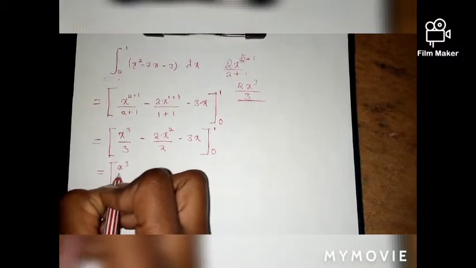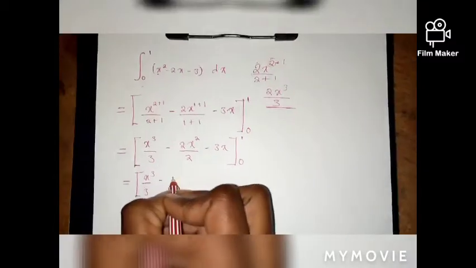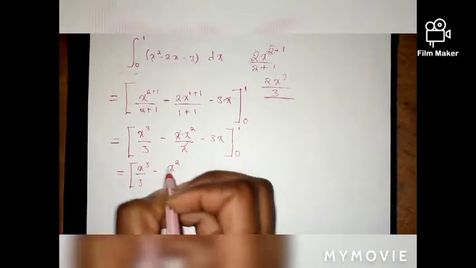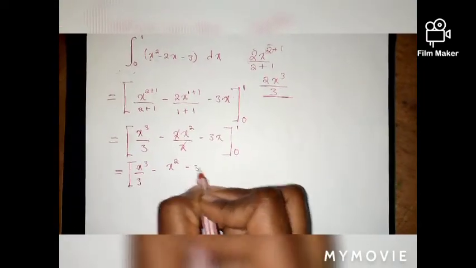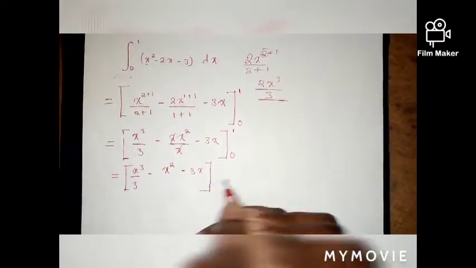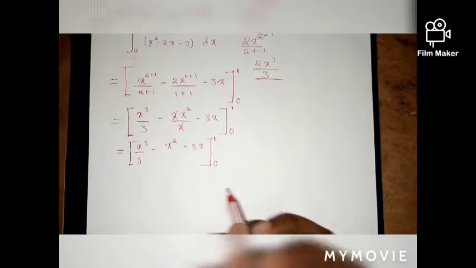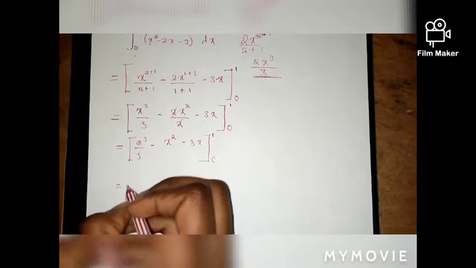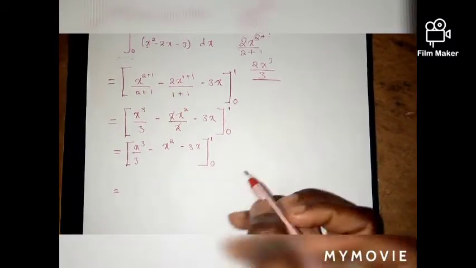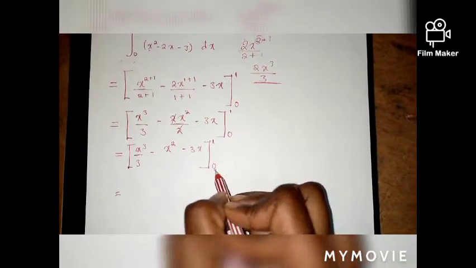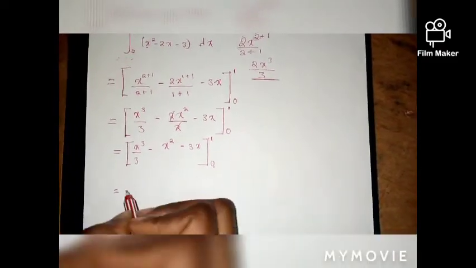So x to the power 3 over 3 minus x squared minus 3x. So the 2s cancel, which will leave us with x squared minus 3x, and then we have the bounds. The bounds are there to remind us that they are going to work somewhere. So further, we are going to say, in the actual sense, the upper bound subtracts the lower bound. So let me show you how we go.